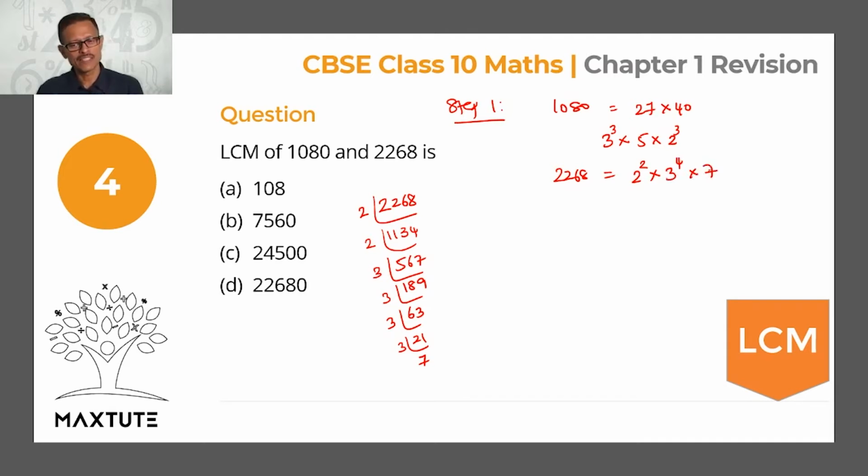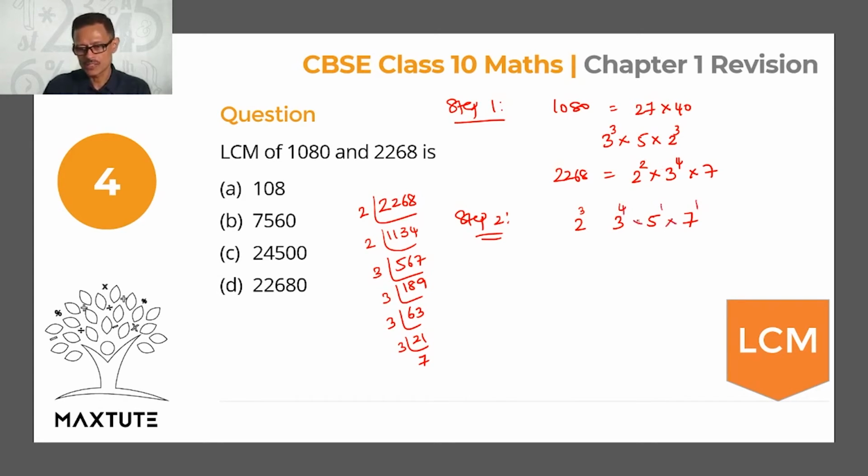We need to find out the LCM. Step 2 will give us the LCM. LCM is a product of all different primes you see. What are all the primes we are seeing? 2 is a prime in both these numbers. 3 is a prime in both these numbers. 5 is in the first number. 7 is in the second number. So we've written down all the primes. Pick them in their highest power. The power of 2 between these two numbers: 2 square, 2 cube. I'm going to go with 2 cube. That's the greatest power. 3 cube and 3 power 4. So I'm going with 3 power 4. 5 power 1, 7 power 1.